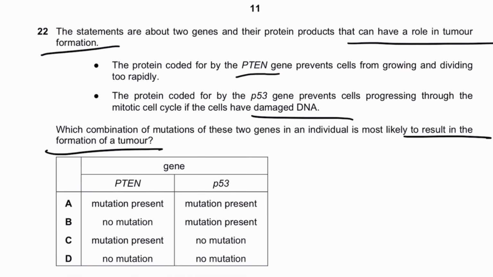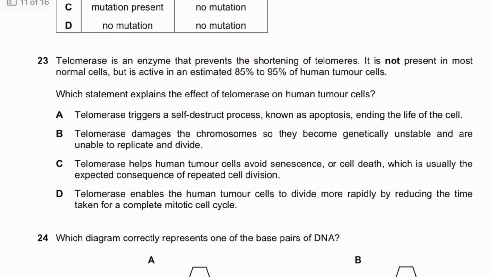Okay, this definitely results in the formation of a tumor if it's mutated, because the P53 gene should stop the cell from undergoing mitosis if it has damaged DNA. But if the cells do mitosis either way, then they could definitely start dividing uncontrollably. Whereas the protein coded for by the PTEN gene prevents the cells from growing and dividing too rapidly. So this gene is important. Now, if it's mutated, then the cells are going to start dividing really rapidly again. So 1 and 2, mutation present results in tumor formation.